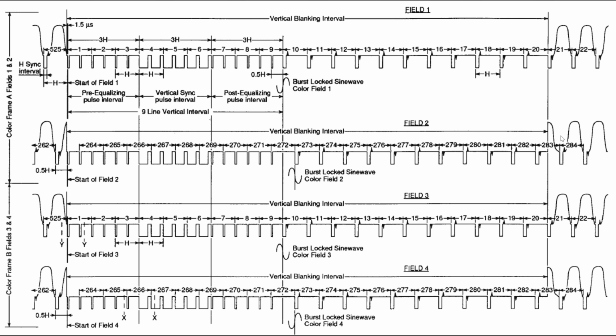So this is the basic interlaced video, 2 frames of 525 lines, and each frame has 2 fields, each with 262 and a half lines. If you just generate this first field right here, your TV will display its full screen.